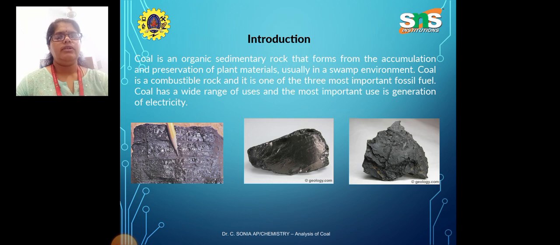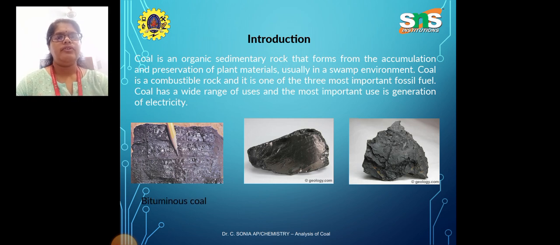So introducing this, coal we already saw in the introduction part. It is an organic sedimentary rock that forms from the accumulation and preservation of plant materials, usually in a swamp environment. Coal is a combustible rock and is one of the three most important fossil fuels. Coal has a wide range of uses, and the most important use is the generation of electricity.